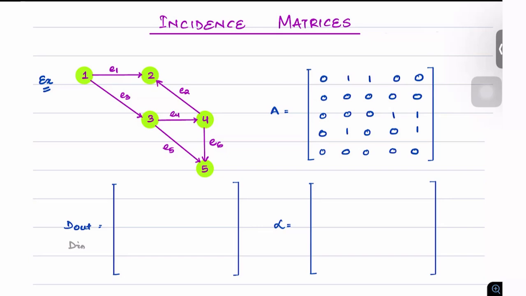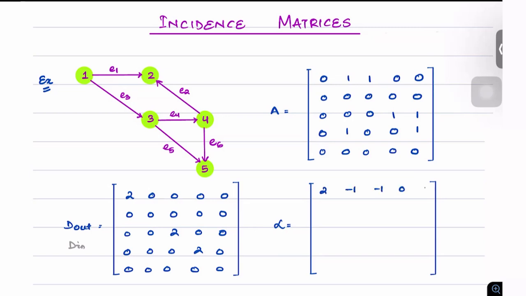So based on this, we can quickly write up the degree matrix. Sorry, node number 1 has an out degree of 2. Node number 2 does not have any outgoing edges, meaning its out degree is 0. Similarly for the others. Based on this, we can again quickly write up the Laplacian matrix.